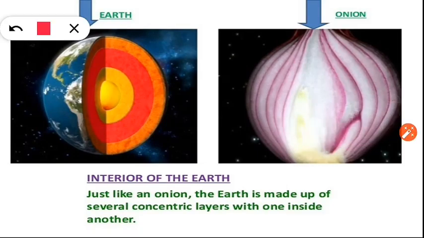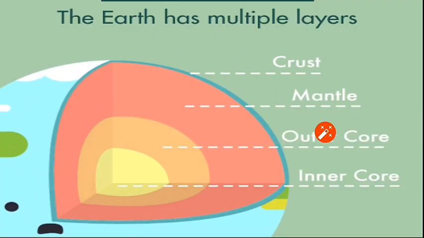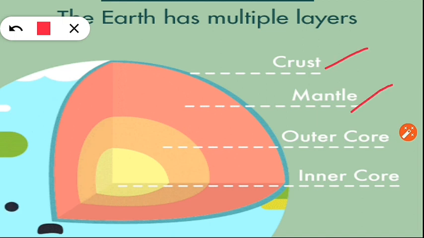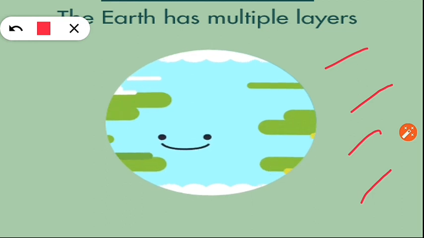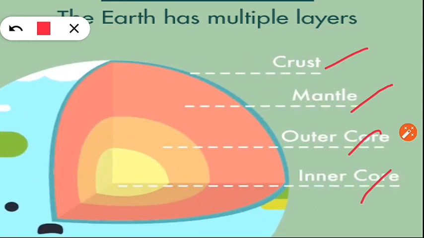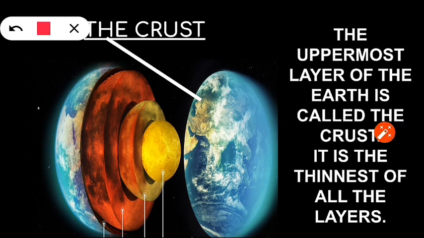Our Earth, just like an onion, is made up of several concentric layers, one inside another. Our Earth has multiple layers, which are the crust, mantle, and the core. We will be studying about these layers one by one in this chapter. Let's begin with the first and the topmost layer of the Earth, that is the crust.